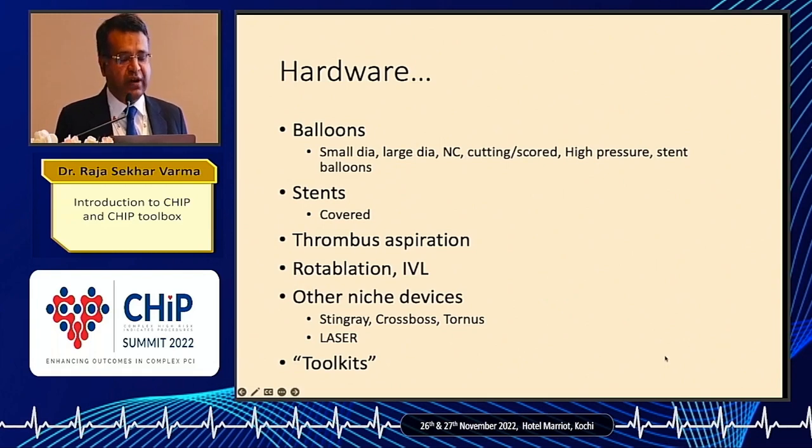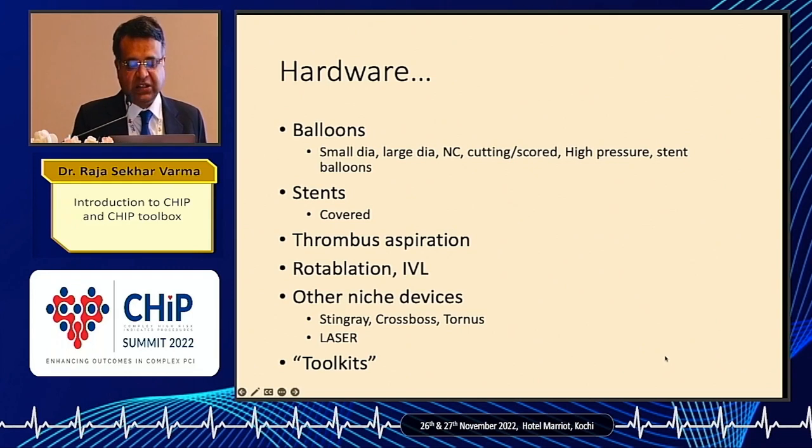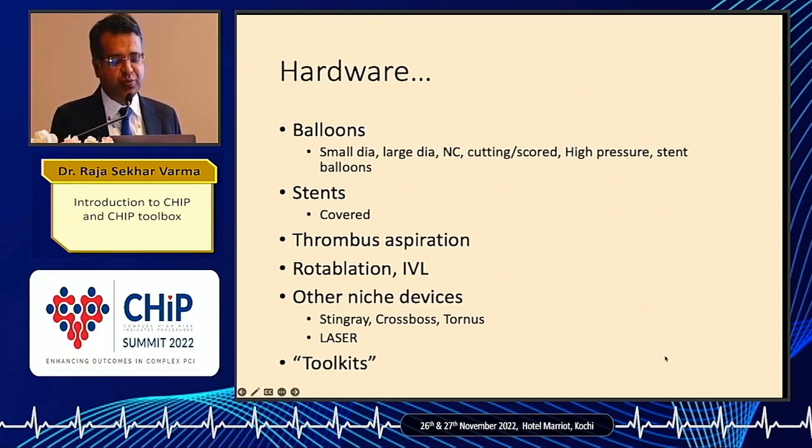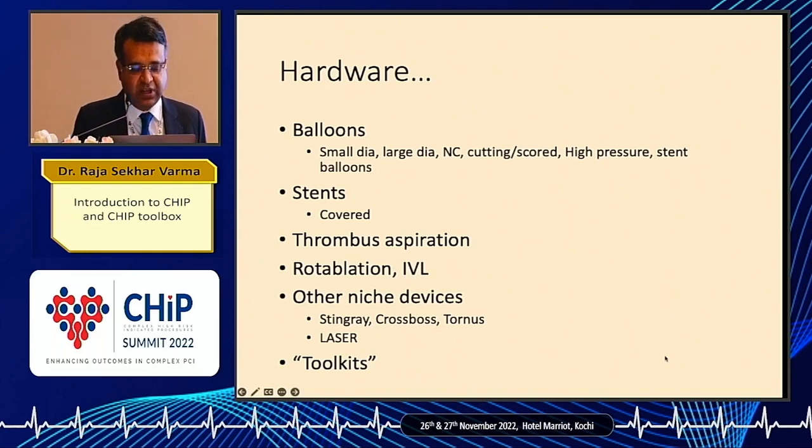Because thrombus often is a great enemy of complex interventions. Rotablation, intravascular lithotripsy, other niche devices like the Stingray, Crosspost, Tornus, and now laser has made an entry into the coronary intervention field with use in in-stent restenosis, thrombotic lesions, crossing uncrossable lesions, etc.